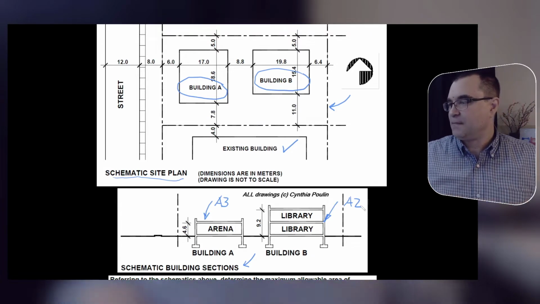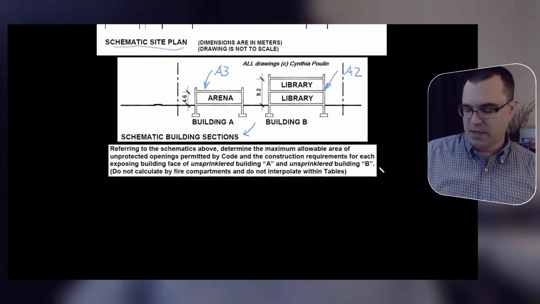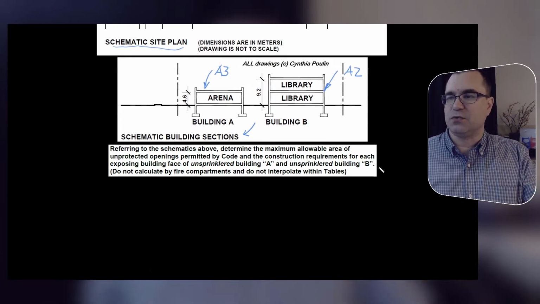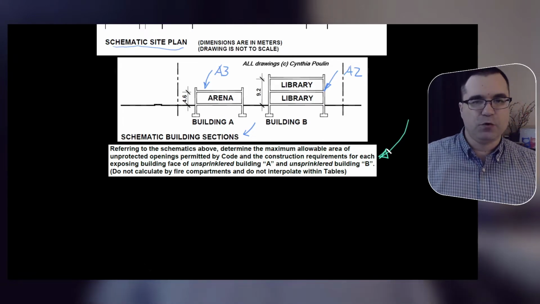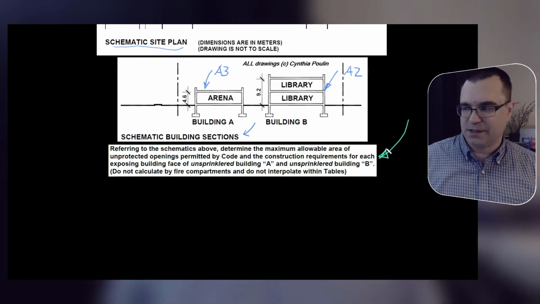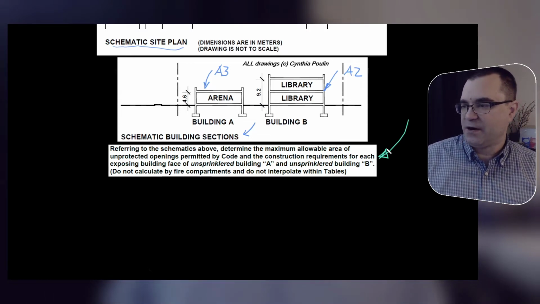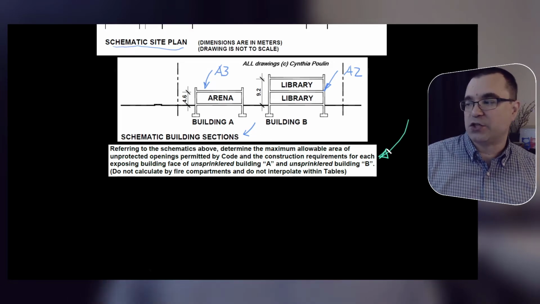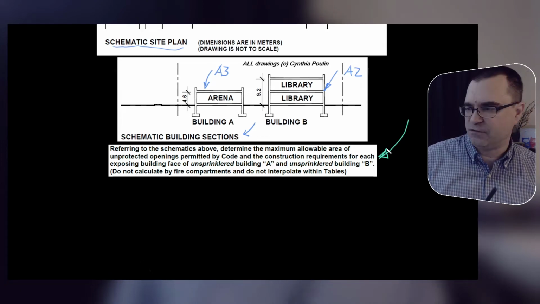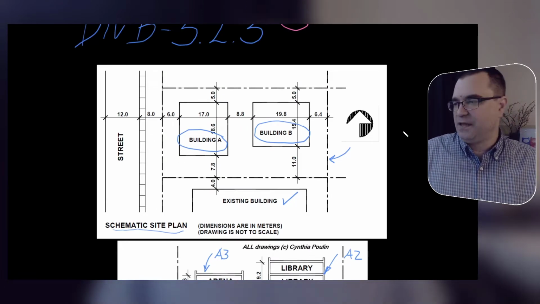And for these two buildings, what we're being asked to do in this very specific case, for these two unsprinklered buildings, we're being asked for each face of each building, so that's A and B, to figure out the maximum allowed area of unprotected openings that are permitted by code, as well as the construction requirements for each exposed building face. Now, we're going to do, with today's video, building A.